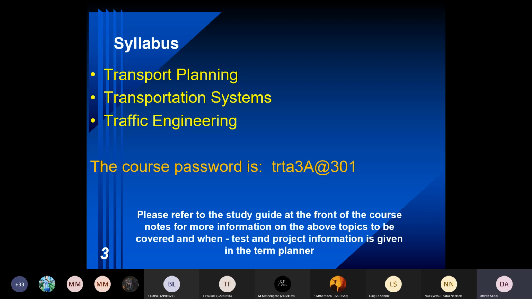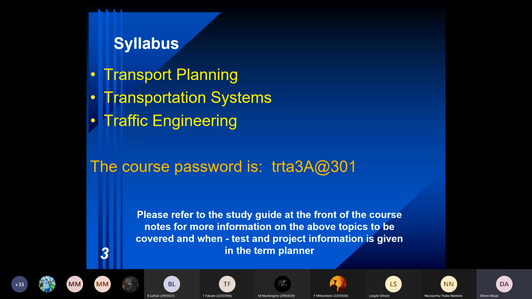With regard to the three main chapters, transport planning covers theory aspects. Transportation systems also covers a fair amount of theory with some calculation. Your first test will cover transport planning and transportation systems. In the first test, there is a fair amount of theory, could be anything up to 60%, with the balance made up of transportation systems calculations.